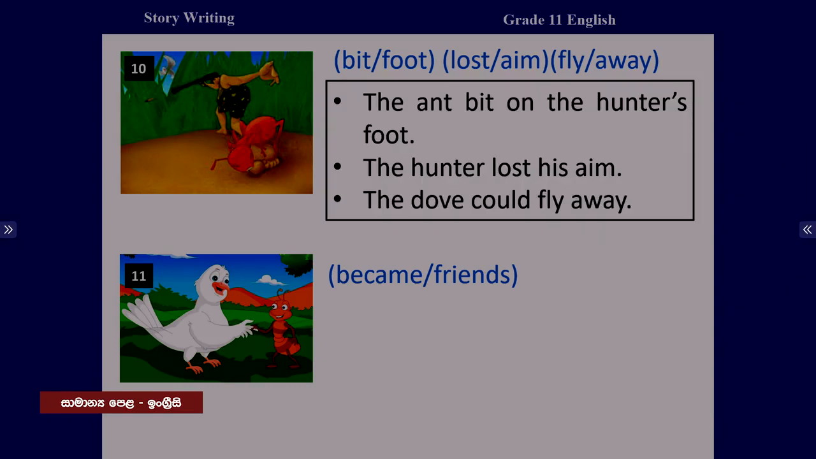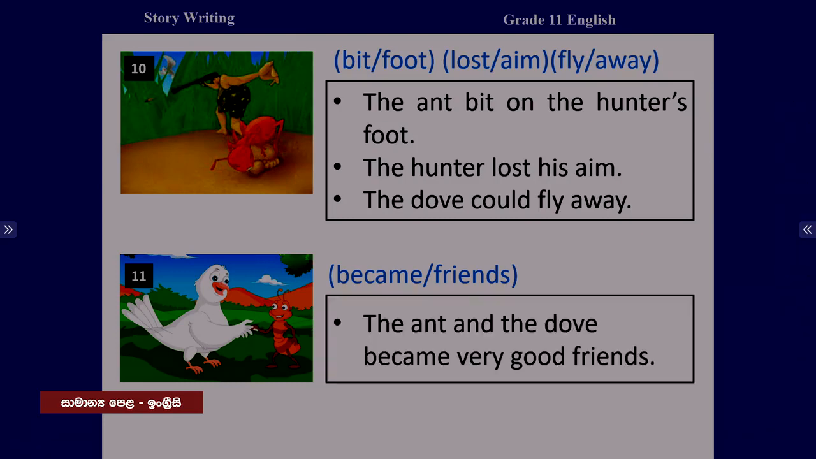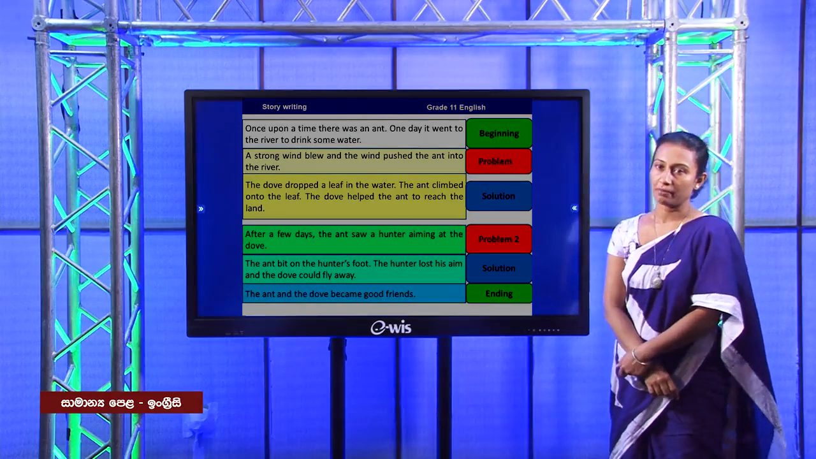Let's see the sentences. The ant bit on the hunter's foot. The hunter lost his aim. The dove could fly away. The ant and the dove became very good friends. So this is the end of the story. Here you have the story map.